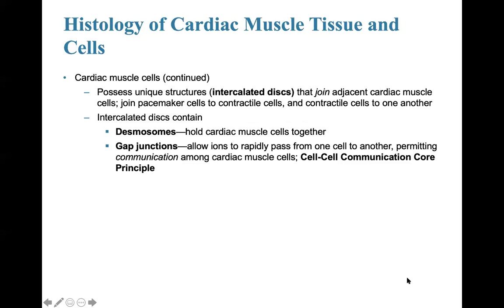The cardiac muscle cells will possess unique structures called intercalated discs that join adjacent cardiac muscle cells. They will also join pacemaker cells to contractile cells and contractile cells to one another. The intercalated disc will contain desmosomes, which will hold cardiac muscle cells together, and gap junctions that will allow ions to rapidly pass from one cell to another, permitting communication among cardiac muscle cells.